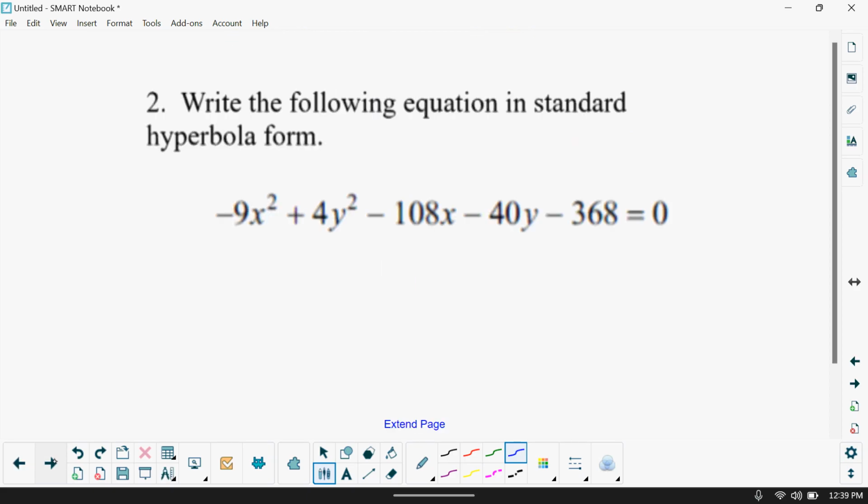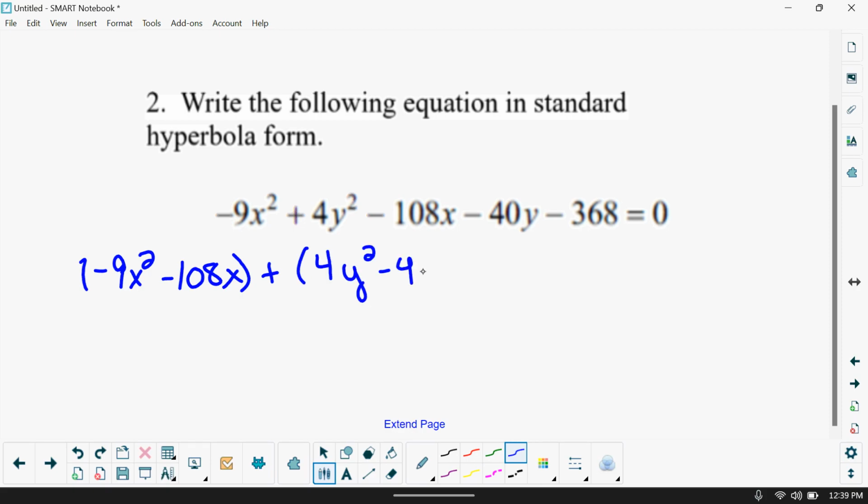Okay. Write the equation of a standard hyperbola. This is where we're going to complete the square. So step 1, we're going to collect like terms. So negative 9x squared minus 108x plus 4y squared minus 40y. And remember, we're going to add 368 to both sides.